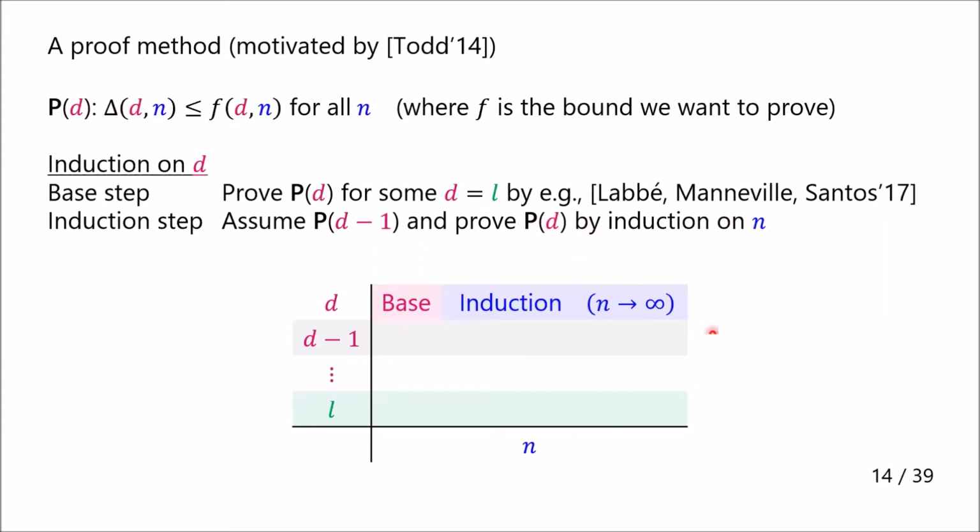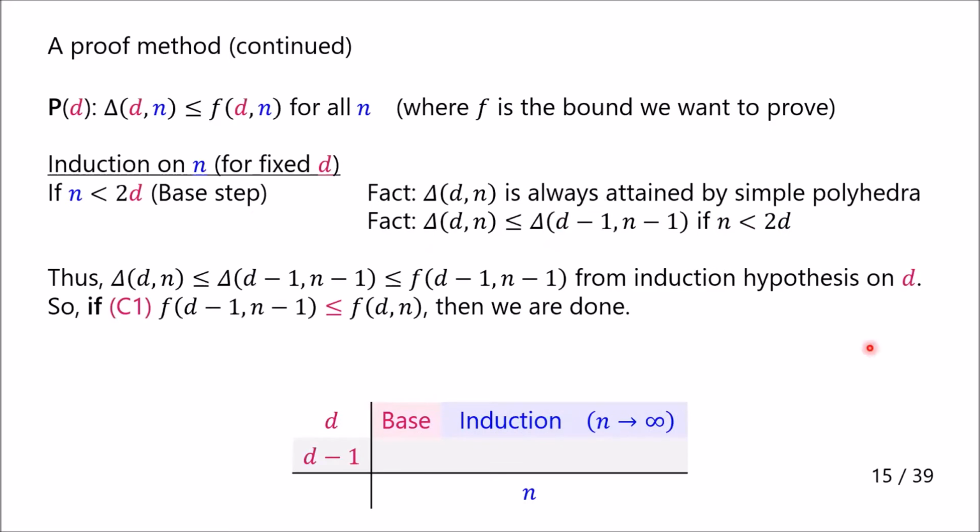So here is an image of this proof. Okay. Now suppose d is fixed and P of d minus 1 is true. Let us consider the case when n is less than 2 times d, which will be the base step of this proof by induction on n here.